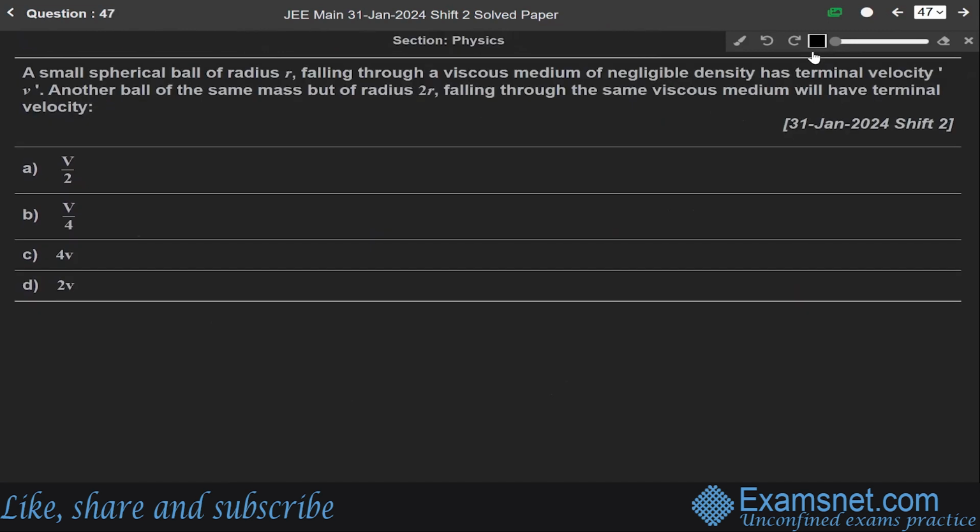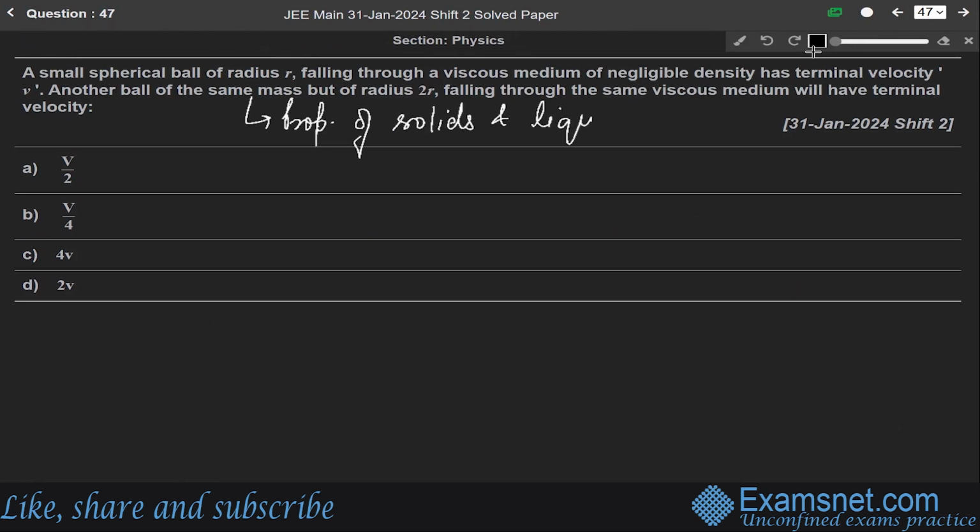Now next question 47. A small spherical ball of radius r falling through a viscous medium of negligible density has terminal velocity v. Another ball of the same mass but of radius 2r falling through the same viscous medium will have what terminal velocity? Okay, so this question is from the chapter of properties of solids and liquids.